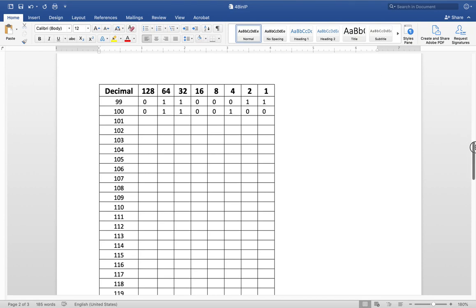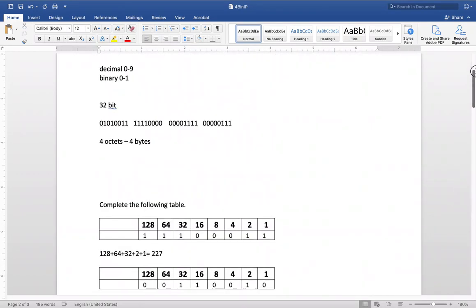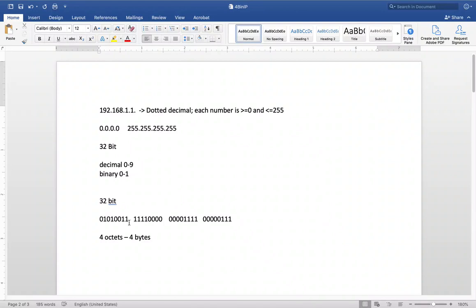So you're going to convert all these numbers to binary. All right, and we are only dealing with 8-bit numbers because an IP address is a 32-bit number, and we divide that 32-bit number into 4 octets. So 8-bit numbers is all we need to worry about.